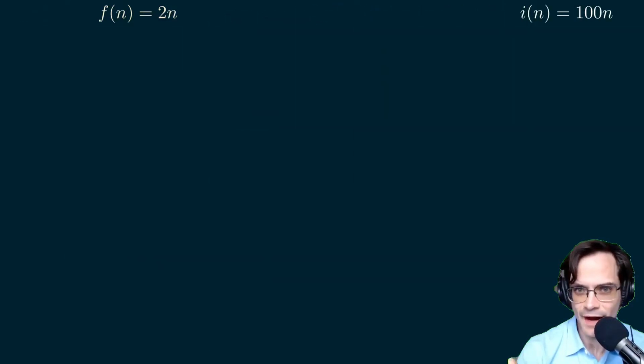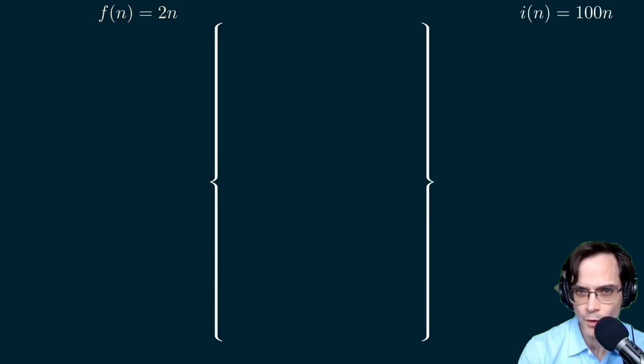So now you can see that i of n is 50 times bigger than f of n. But despite that, they have this distinct similarity in terms of how they grow. And capturing similarities like that is what big O, big theta, and the other asymptotics are really about. But how can I capture this?